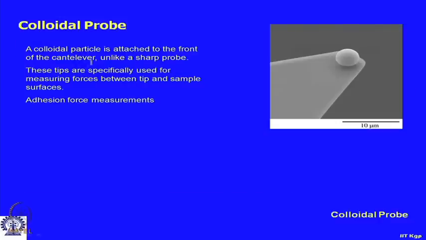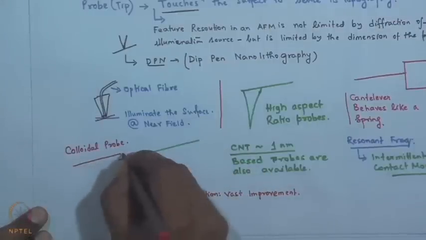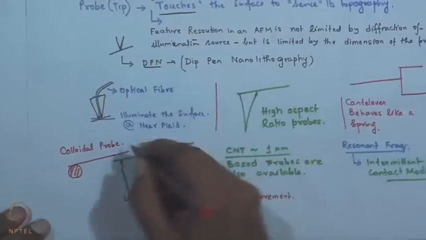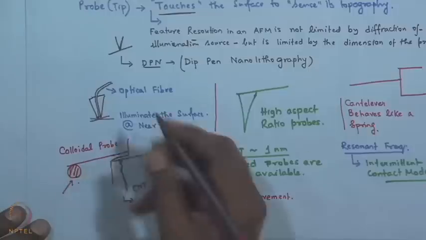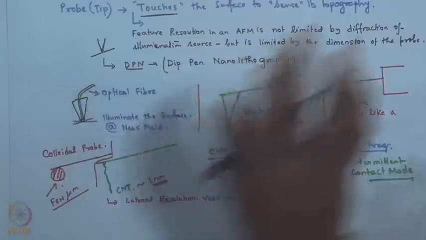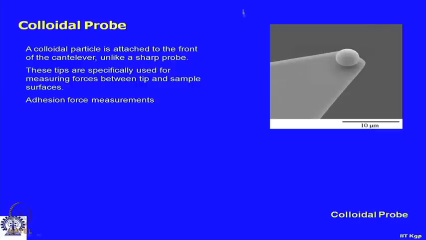There is some additional thing also available, which is known as the colloidal probe or colloidal tips. So here is the cantilever, and one typically attaches a colloidal particle to this probe. This has a pretty large diameter, so it can be a few micron. What is interesting to note is this type of probe is not used for imaging, because you can understand that with such a probe with a circular cross section, the image quality will be very, very blurred.